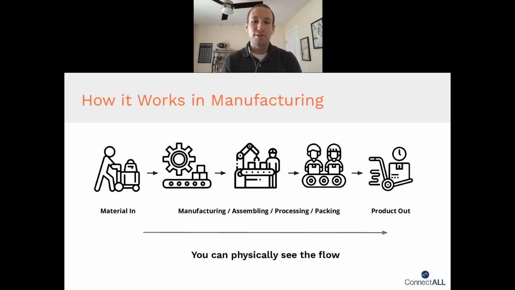So you may have some raw material like steel that comes in and that's morphed and shaped and built into an engine or a turbine or a fan, whatever it is you're assembling. You can physically see the flow.